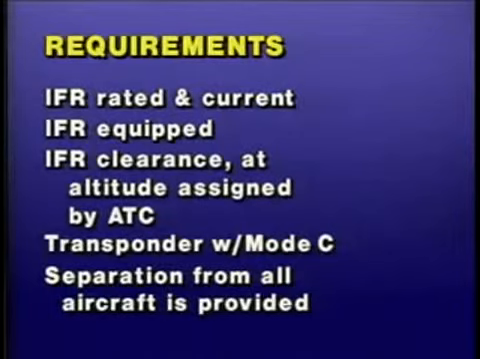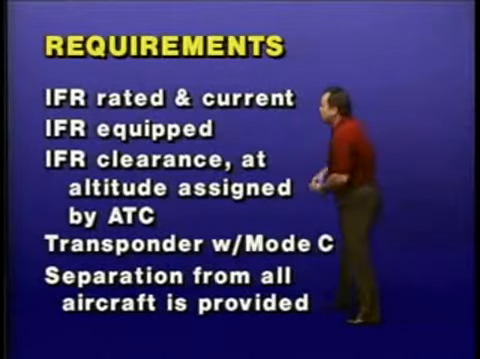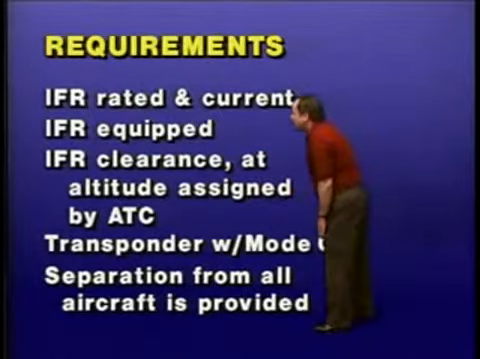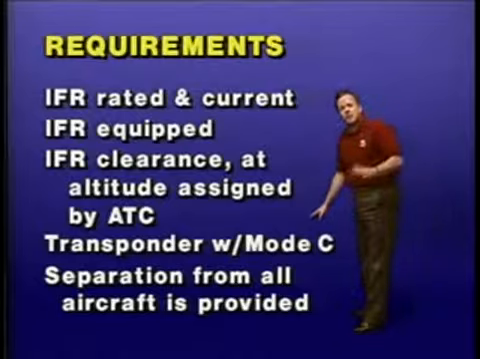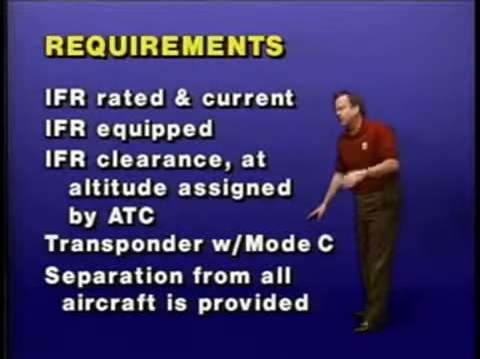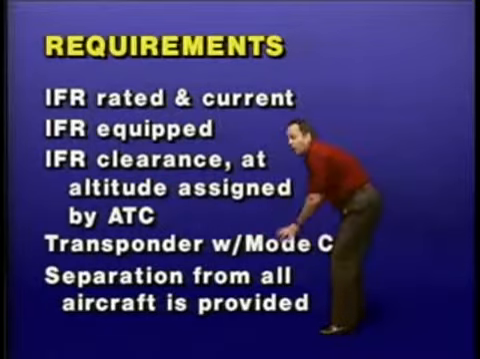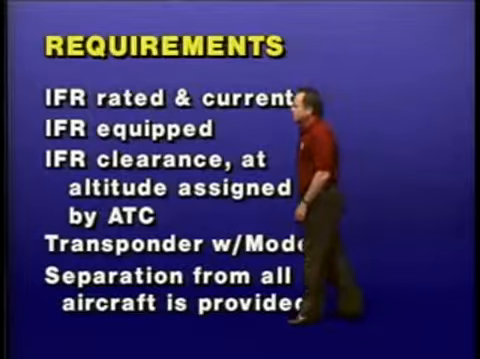Well, they keep track of every single airplane that flies in Class A airspace. So to fly in Class A airspace, you must be instrument rated and current, instrument equipped on an IFR clearance, and at an altitude assigned by ATC, and you must have a transponder with Mode C. In other words, they keep track of every single airplane flying in Class A airspace, so you know that you have separation from all aircraft in Class A airspace. So that's Class A airspace.